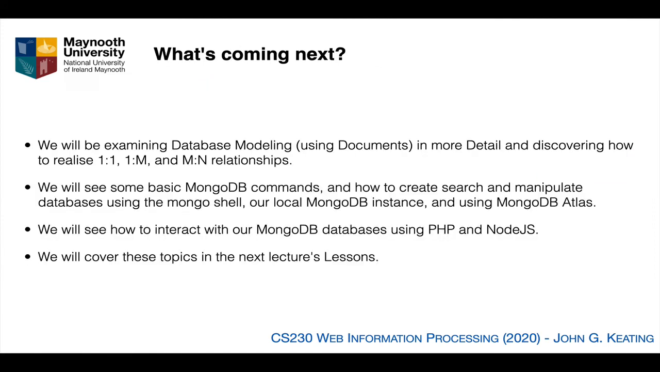So what's coming next then? Over the next couple of lessons we're going to examine database modeling using documents in more detail. We're going to discover how to realize one-to-one, one-to-many, and many-to-many relationships. We're also going to see some basic MongoDB commands and how to create, search, and manipulate databases using the Mongo shell. We're going to look at a local database instance, and we're going to look at MongoDB Atlas. And we're going to see how to interact with MongoDB databases using both PHP and Node.js. We're going to cover those in the next lectures' lessons.